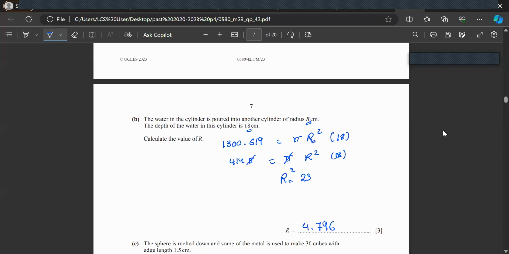Any problem till now? No. Okay. You can keep it like this, or you can make it 4.8. Both of them are written in the mark scheme, correct.